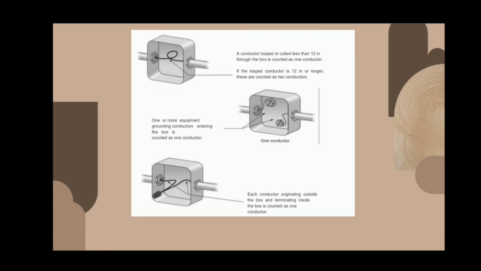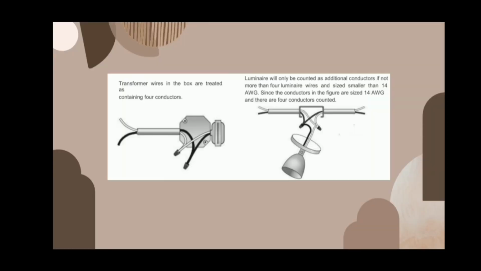One or more equipment grounding conductors entering the box is counted as one conductor. Each conductor originating outside the box and terminating inside the box is counted as one conductor. Transformer wires in the box are treated as containing four conductors.